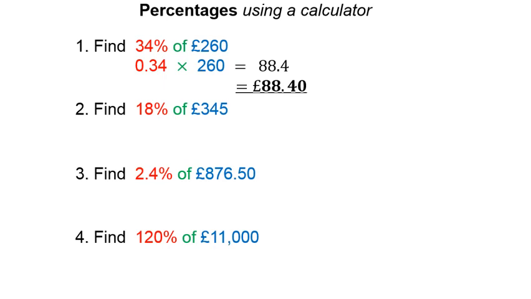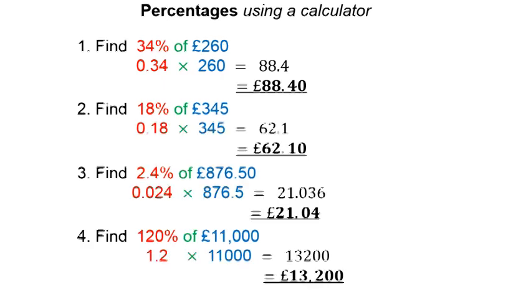Here's a few more examples that you can do with the calculator. You'll notice with 34%, it becomes 0.34, the £260 remains 260, and you multiply by it. The only concession we have to the pound sign is that once you've got an answer of, say, 88.4, you remember that the original quantity, the thing in blue, was measured in pounds sterling, so our answer, in this case, will also be in pounds sterling. So the same sort of thing happens with the rest.